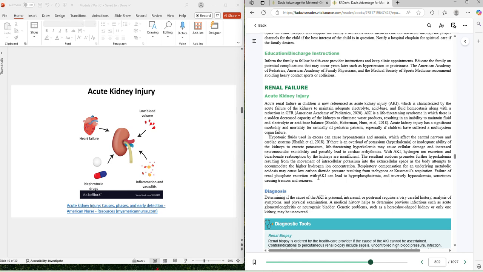So it's not referred to as renal failure in kids anymore. It's AKI, acute kidney injury, not acute renal failure. What are some things that can cause this? Heart failure, anemia, low blood volume, nephrotoxic drugs, inflammation, and vasculitis. So just a good picture right there.